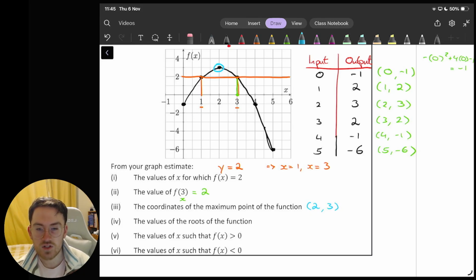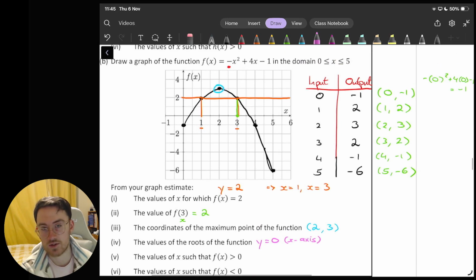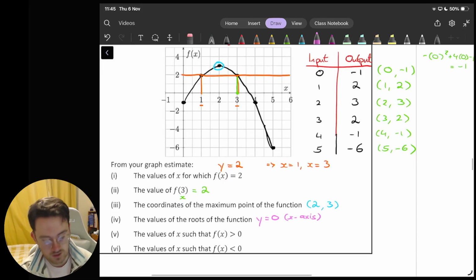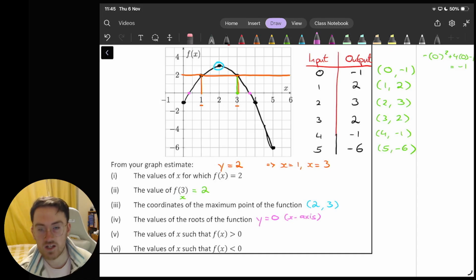The values of the roots of the function. So the roots of the function are where it crosses the x-axis, or where y is equal to 0 on the x-axis. The solutions to the quadratic. So we're actually given the quadratic here, so we could solve it if we needed to. But let's just look at where those would be. That would be this point here and this point here.